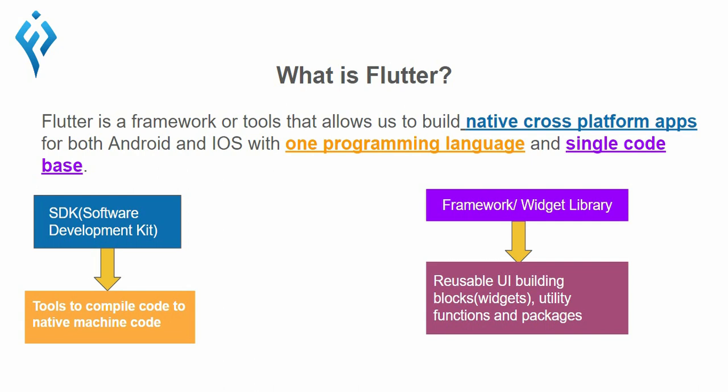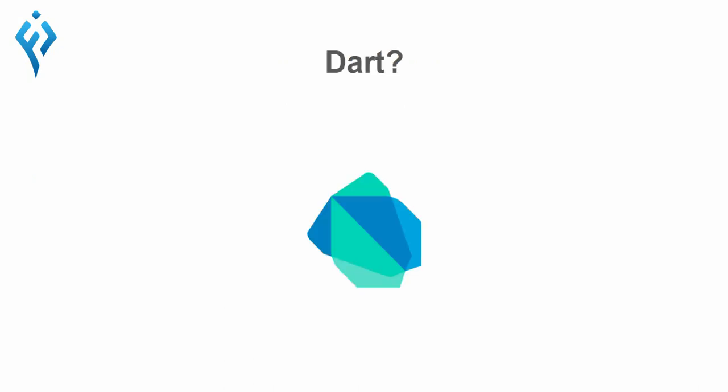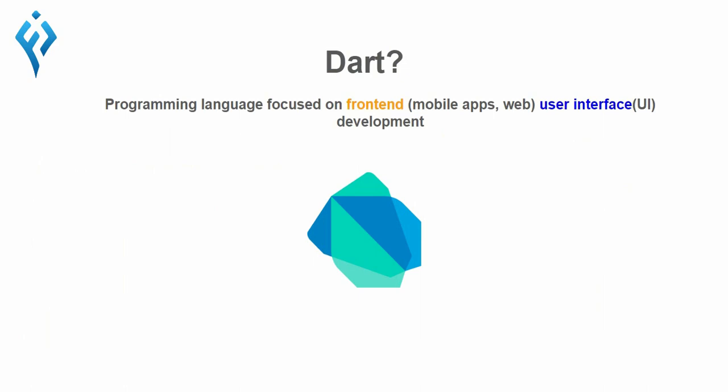Now we discuss Dart. As I mentioned earlier, Flutter uses a programming language called Dart, and Dart is a programming language focused on building front-end user interfaces, front-end apps. It is not limited to building mobile apps. That is just what Flutter uses it for. It is independent of Flutter, and you can build web apps with it, but we are not going to focus on that in this course.